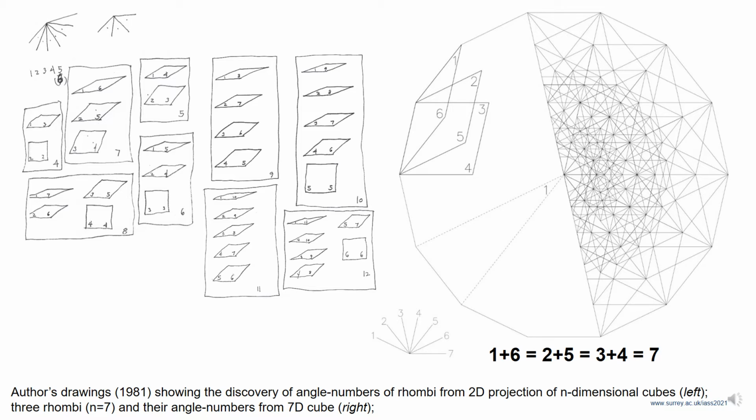On the left are my original drawings from 1981, which record this discovery. It lists permissible tiles for dimensions 4 through 12 inside each box with the corresponding dimension number on the bottom right.